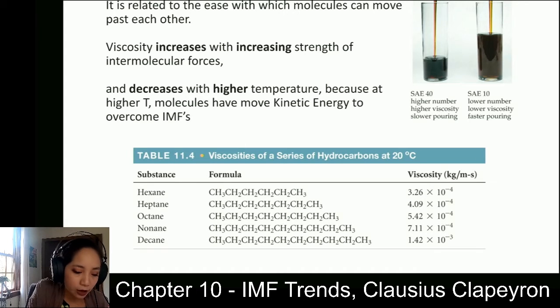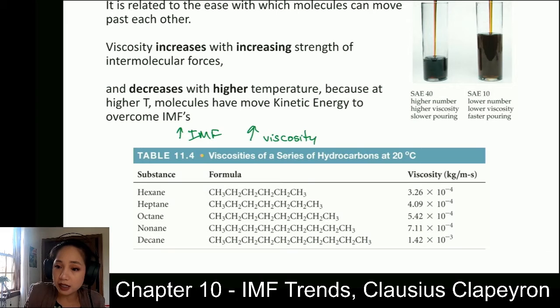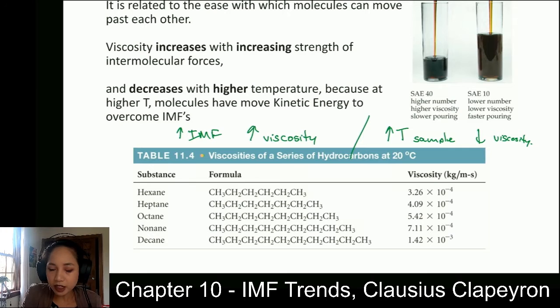So the trends that we see here are that as intermolecular forces increase, we see an increase of viscosity. And remember, the more viscous the substance, the harder it is to flow; it behaves more like honey. But something else we also see is that as we increase the temperature of our sample, we'll see a decrease in viscosity. If you just think about honey, you can understand this trend.